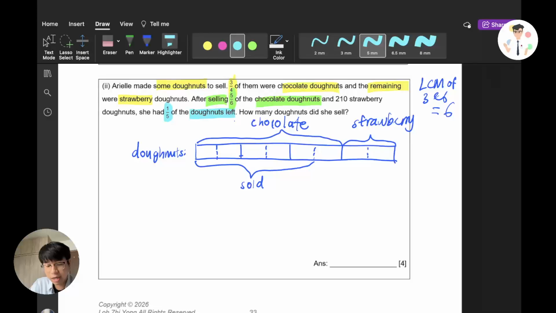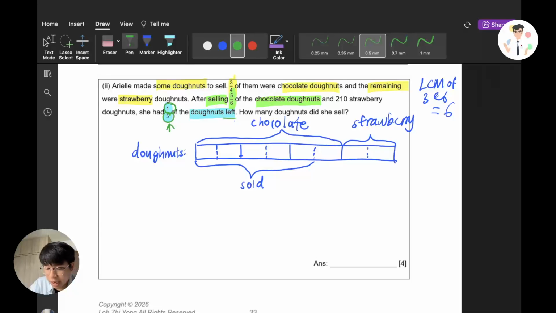And 1/5 of the donuts left. After I've sold 5/6 chocolate, I sell 210 strawberry. Now I have 1/5 of the donuts left over. Now, again, some of the key thing here you should recognize. Out of 5 units of the donuts, I have 1 unit left. This 5 represents the total number of donuts I have. Now again, this whole bar model here is also referring to the total number of donuts I have at first. But here say it's 5.